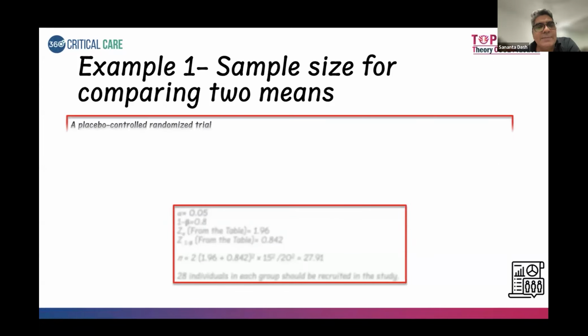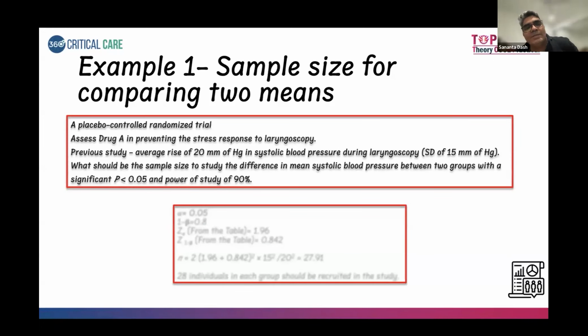Let's do a quick example. You are planning to do a placebo-controlled randomized trial to assess drug A in preventing the stress response to laryngoscopy. In a previous study, the average rise of systolic blood pressure was 20 millimeter of mercury during laryngoscopy with a standard deviation of 15. You have gathered this information from a study or a few studies. Now the question is, what should be the sample size to study the difference in mean systolic blood pressure between two groups with a significance of p less than 0.05 and a power of study of 90%. So you have kept not 80, 90%.